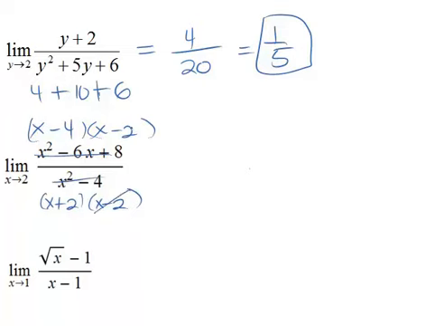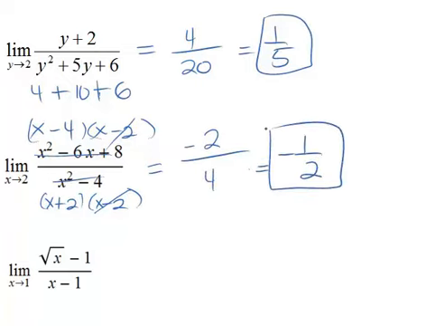So now I can actually write an equivalent expression, with the difference being that x is not in the domain of the first one, but I can now directly evaluate this, and that will give me the limit. So 2 minus 4, negative 2, and 2 plus 2 is 4, and so our limit is negative 1/2.